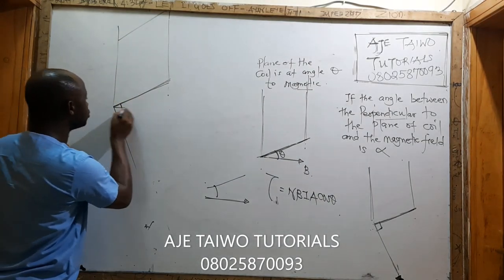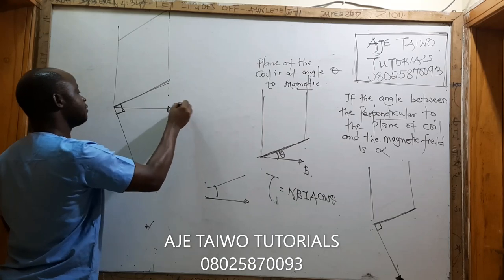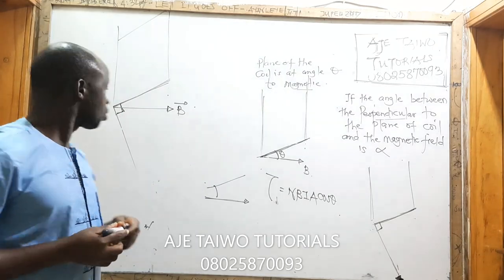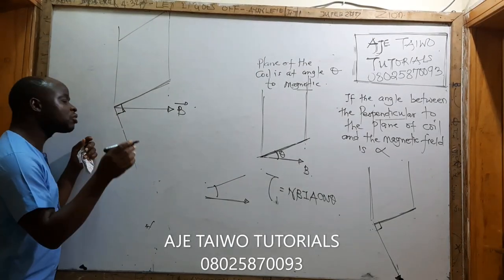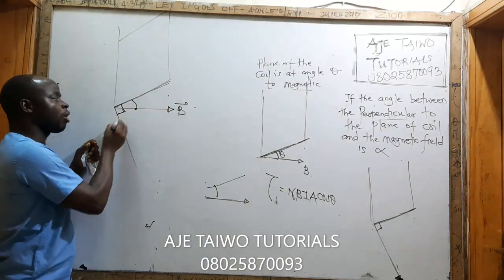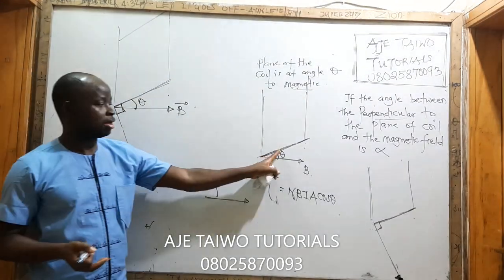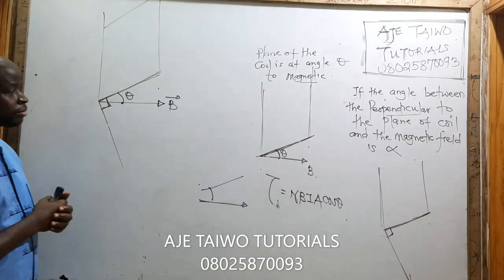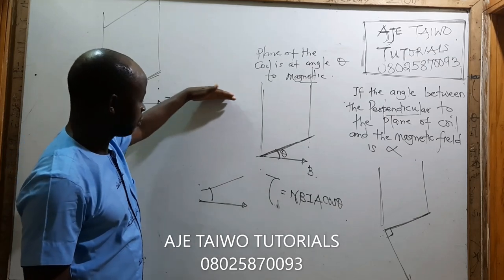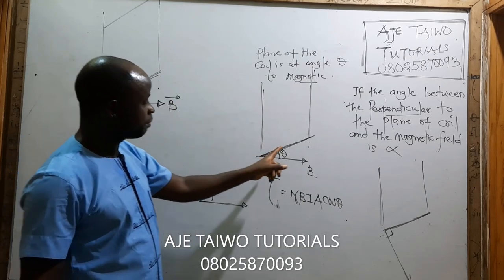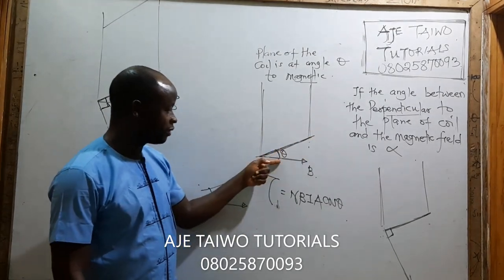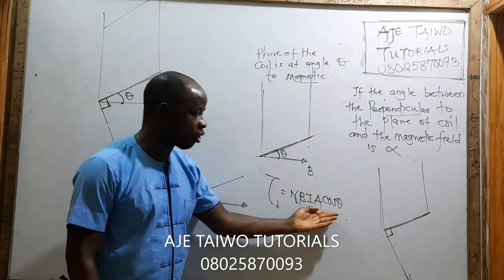This is your field, your B, your magnetic field. It's always horizontal in this case. So, don't forget, the angle between the magnetic field and the plane of the coil is theta. Like I was saying, in the first one, it was parallel. In the second one, the plane was inclined at an angle to the field. So your torque will be NIBA cos theta.